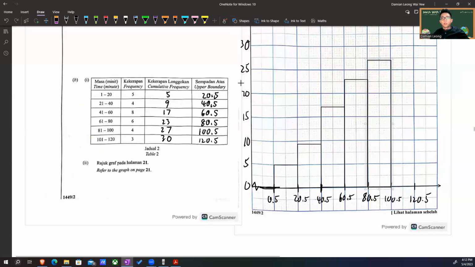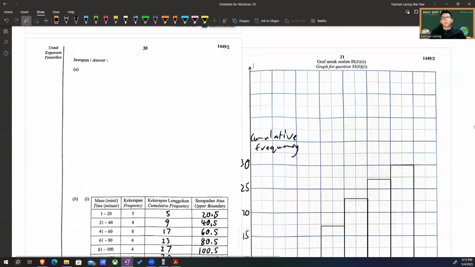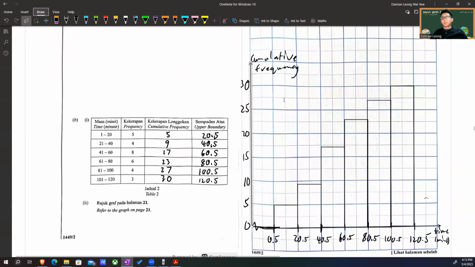And the last one is 30. Scroll up to the 30 here. Yeah, so we sum that. That's it, that's the histogram. Just make sure you label the time in minutes, and here the cumulative frequency. Yeah, you need to label what your axis represents. Other than that, basically it's just like that.